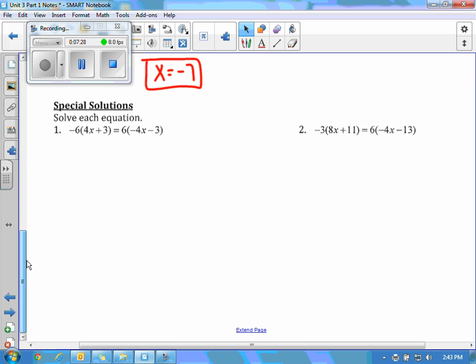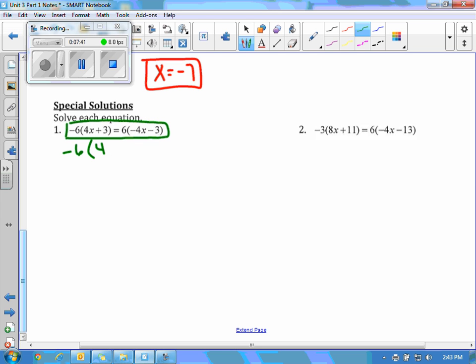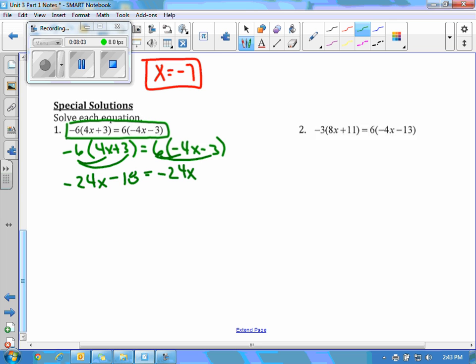The next example is special solutions. And I'm actually going to go through both of these with you in case you don't remember what these special solutions are. So I'm going to box and rewrite first. So I have -6 times (4x + 3) equals 6 times (-4x - 3). So I have to do distribution on both sides of the equation. So -6 times 4x is -24x. -6 times 3 is -18. On the right side, 6 times -4x is -24x. 6 times -3 is -18.